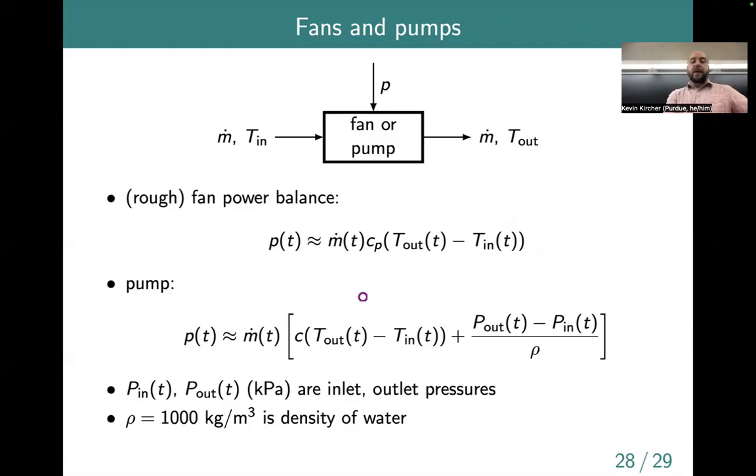For a pump, the enthalpy change formula for an incompressible substance would have not only the temperature change component, but also potentially a pressure change component. The water pressure downstream of the pump might be a little higher than the water pressure upstream. And so if we do a delta pressure divided by the density of water, we would get that contribution to the overall power consumption. And here rho is just the density of water, and it's about 1,000 kilograms per cubic meter.